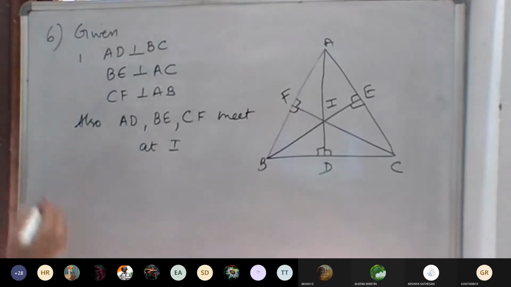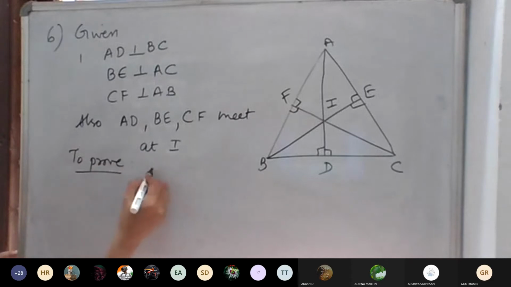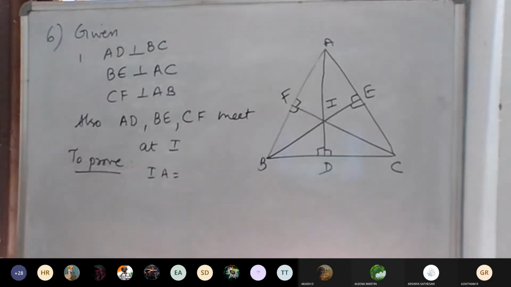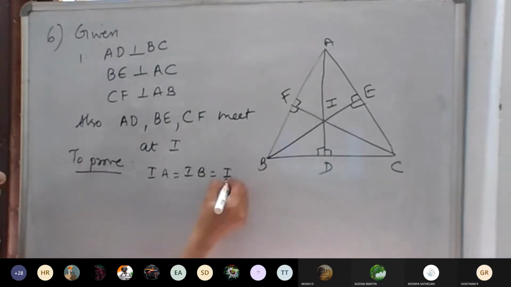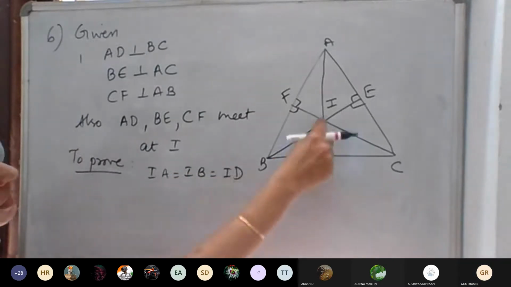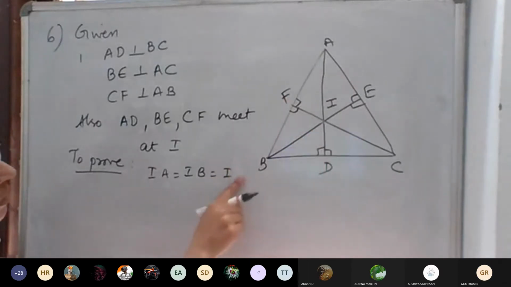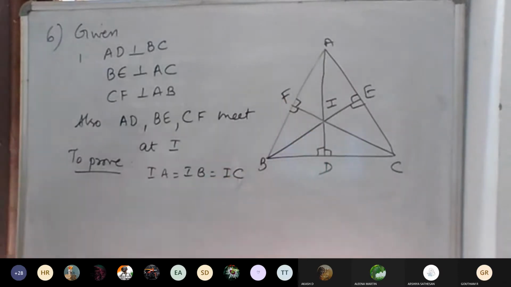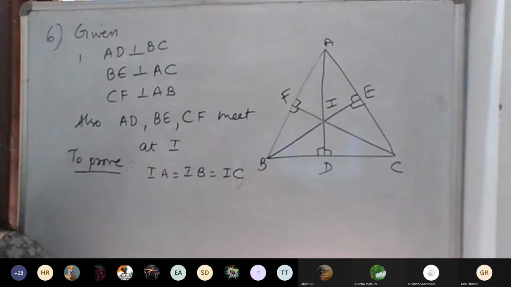Then what we have to prove? To prove IA is equal to IB is equal to IC. Then proof.